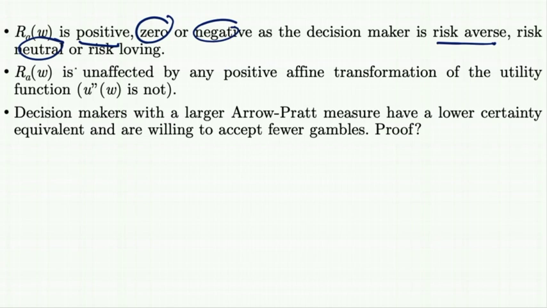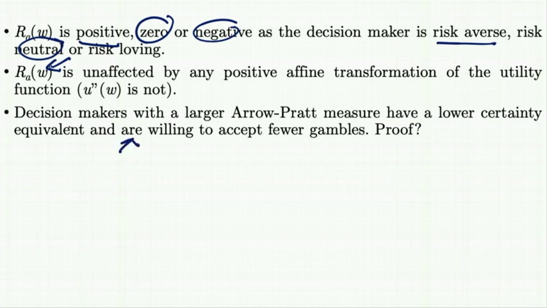Therefore, R is also not affected by any positive affine transformation. Or in other words, the coefficient here, the Arrow-Pratt measure, is invariant under positive affine transformation of U. So this is really a property of the preferences, isn't it? So the next thing here, let me repeat again this thing.